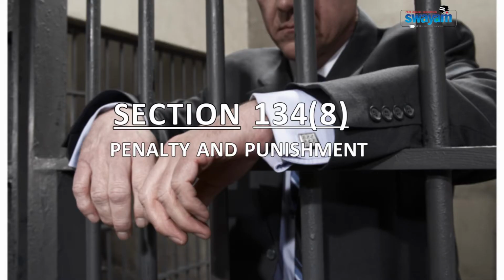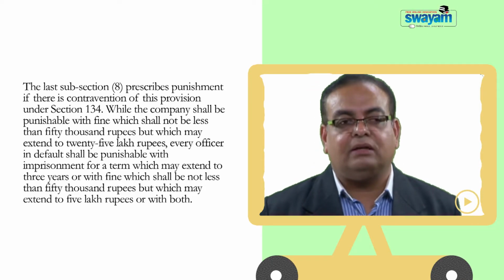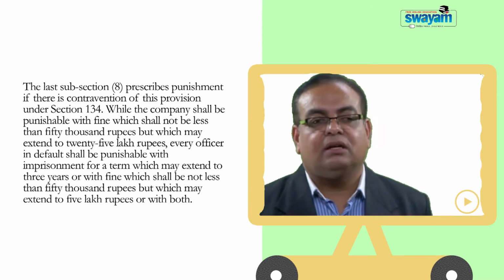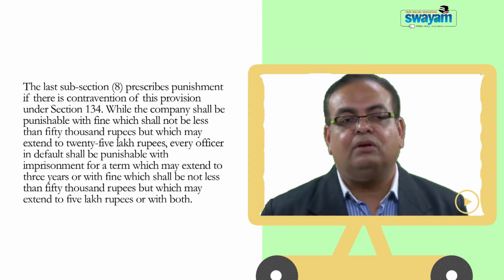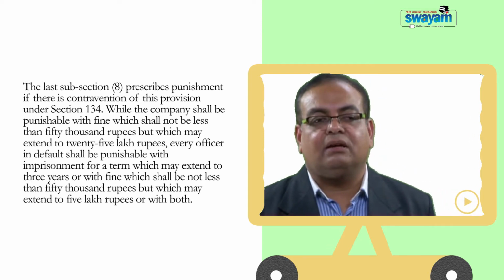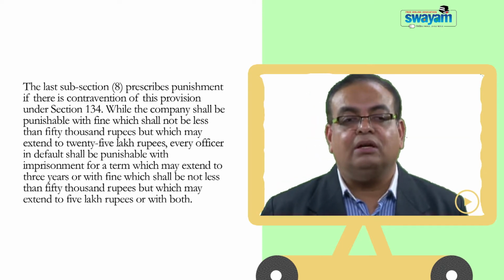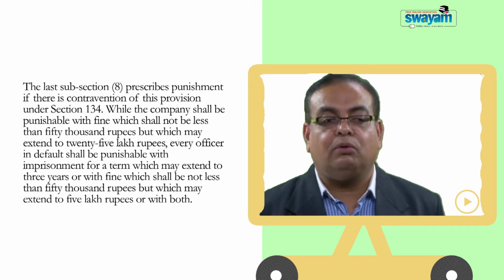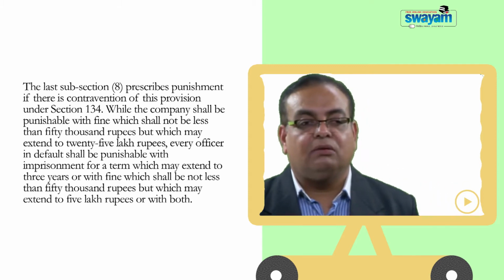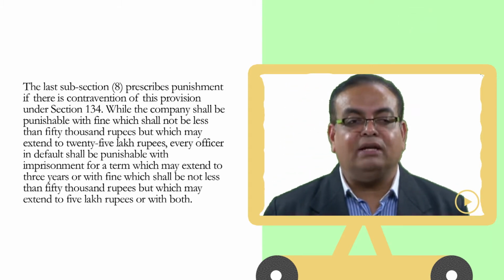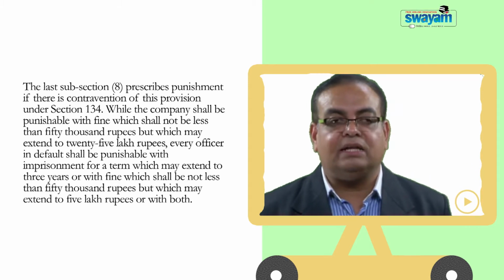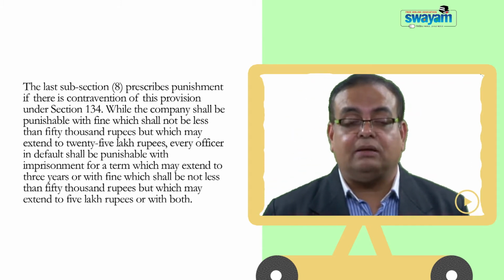Now coming to subsection 8, which is the last subsection, that talks about the penalty and punishment. Okay. Now I already said if there is a non-compliance of section 134, from subsection 1 to subsection 7, then the company shall be punishable with fine, which will range between 50,000 to 25 lakhs. Okay. Now every officer who is in default shall also be punishable with imprisonment for a term which may extend to 3 years, or with fine which shall again range between 50,000 rupees to 5 lakhs of rupees, and it can also be both imprisonment and fine.